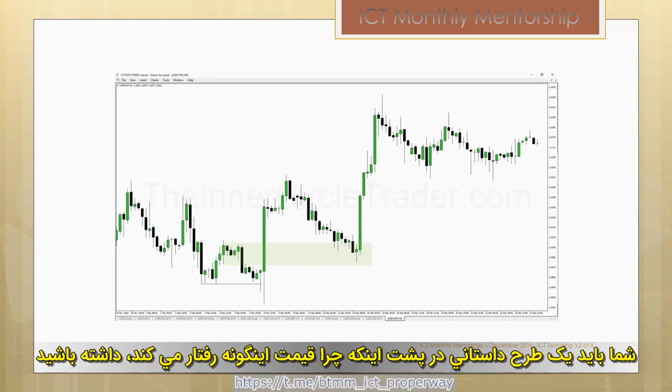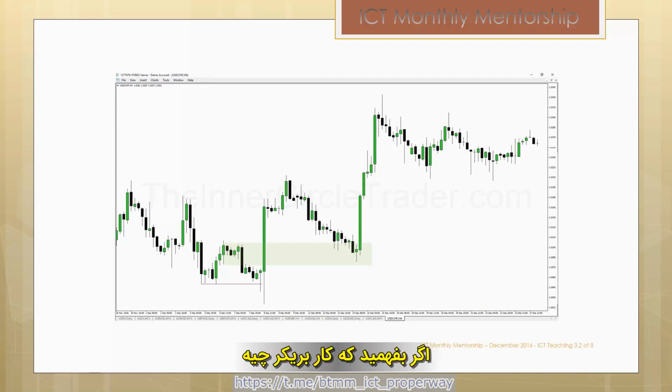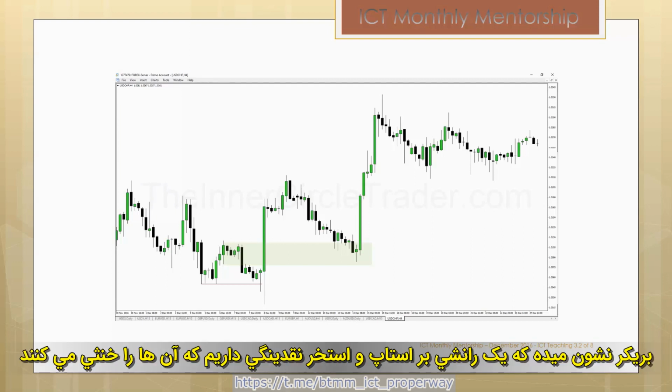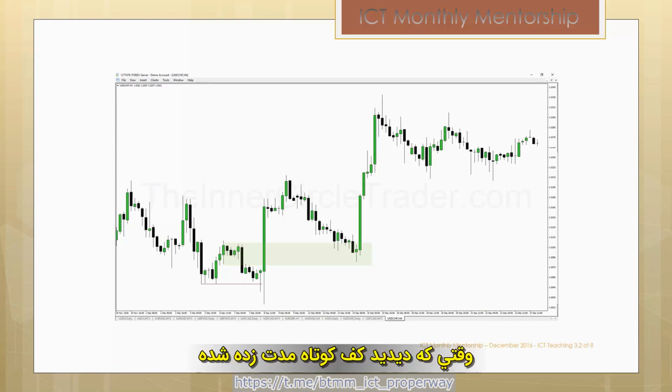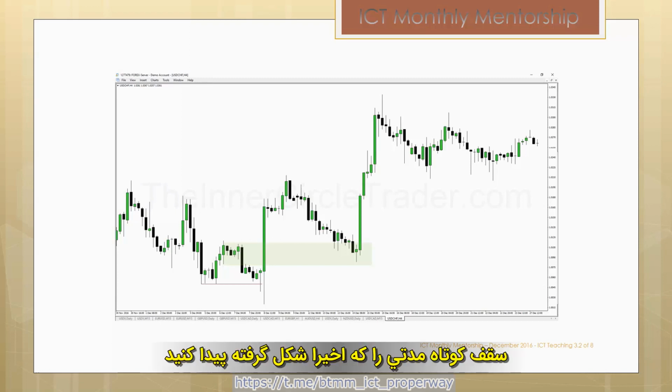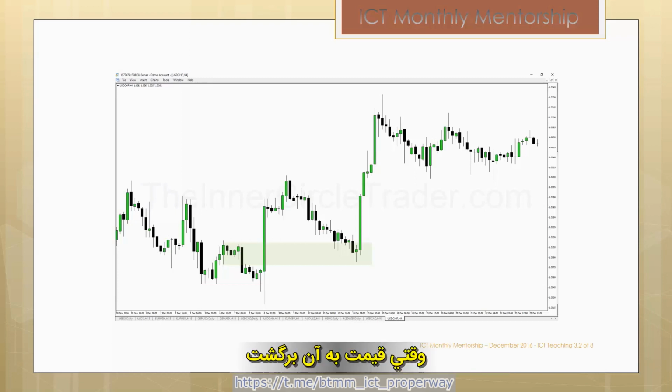Well, you have to have a storyline behind why price is doing what it's doing. If you understand what the breaker is doing, it's indicating that it's running a stop pull of liquidity. When you find the short-term low that's been violated, find the short-term high that recently formed. When it trades back down to that, that will be a support level that is highly probable for bullish prices. You see that here.